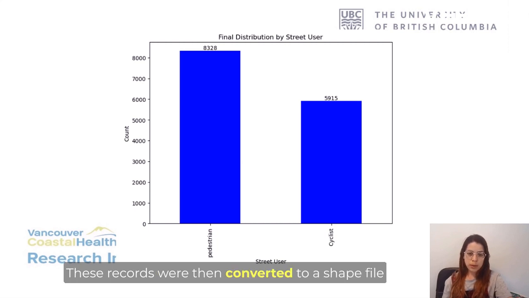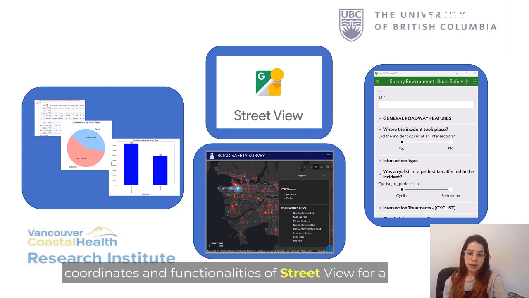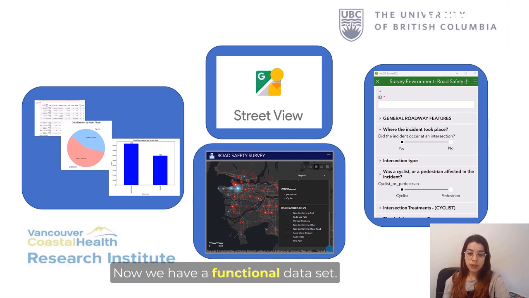These records were then converted to a shapefile format and will be used as input for the upcoming tools we are going to present. Next, we generate a URL for each accident location, using the power of Google Street View to visualize the scenes clearly. This allows us to make use of the coordinates and functionalities of Street View for a more comprehensive understanding of the accident sites. Now we have a functional dataset.